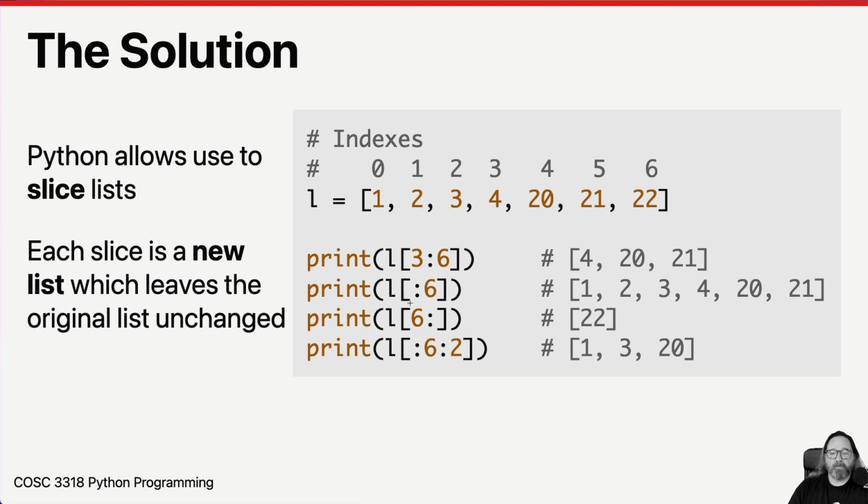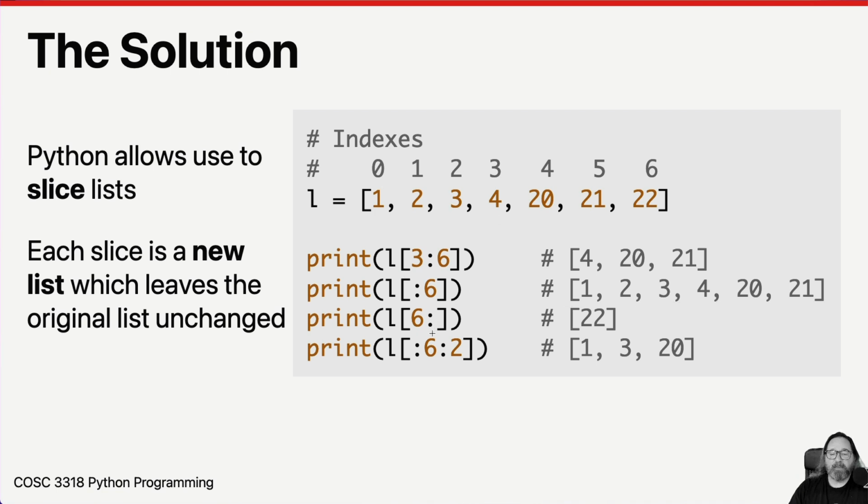When we don't provide a value on one of the sides of the colon, if we don't provide it on the left, it puts a 0 in here by default. So in this case, we want the values from 0 up through, but not including, 6. So that's 0, 1, 2, 3, 4, 5, but not 6. So that's the list that we get out. And these are creating new lists. It doesn't change the original list. It's like, I'm going to pull those out into a new list for you.